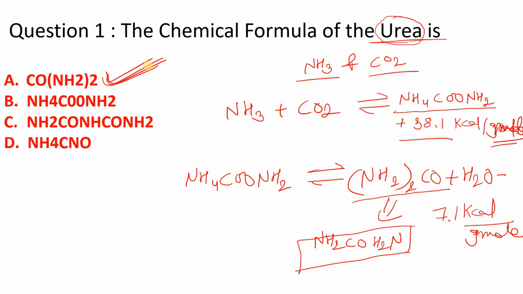Got my point? The raw materials for urea are ammonia and carbon dioxide. This is ammonium carbamate, an intermediate product. The first reaction is exothermic, and this one is endothermic.